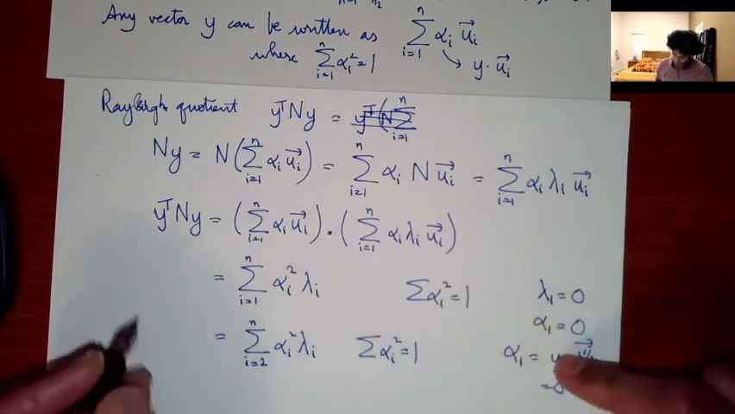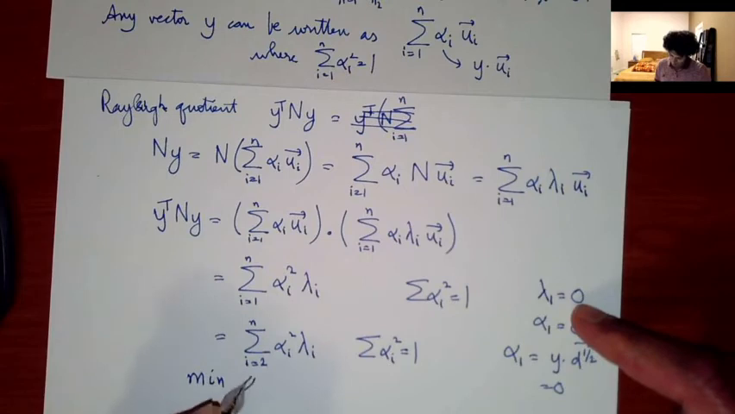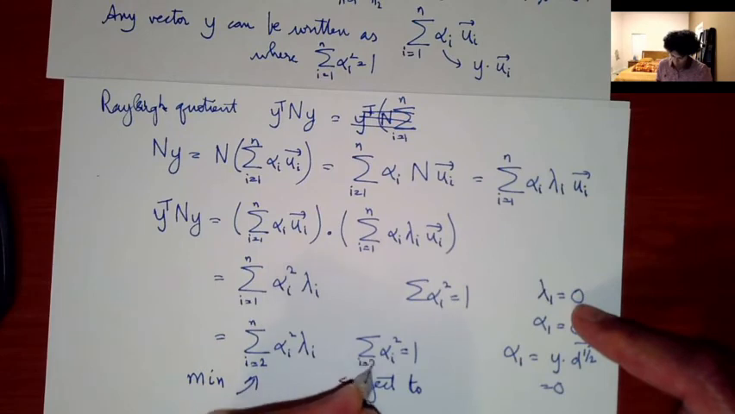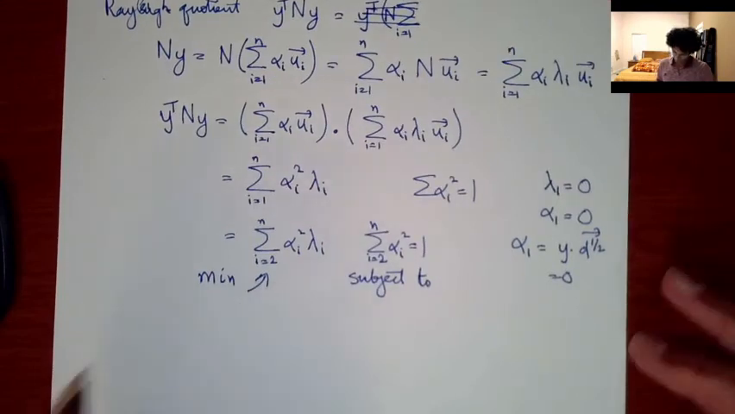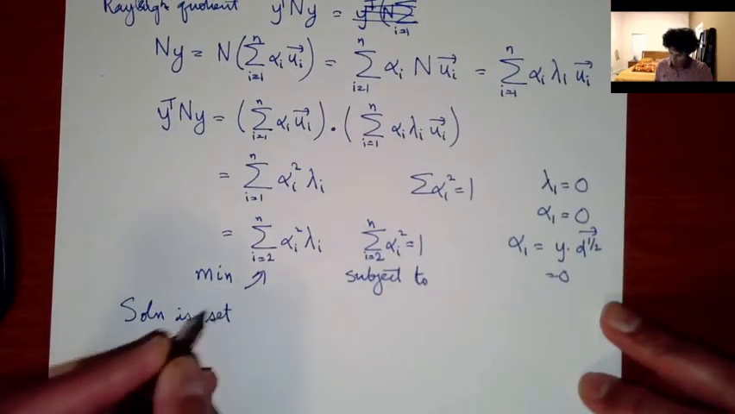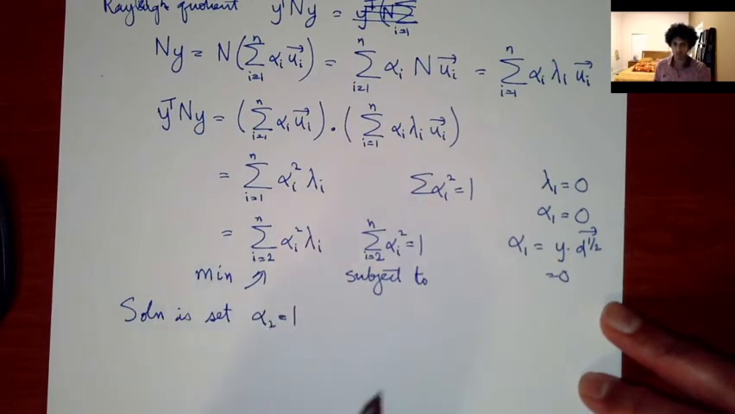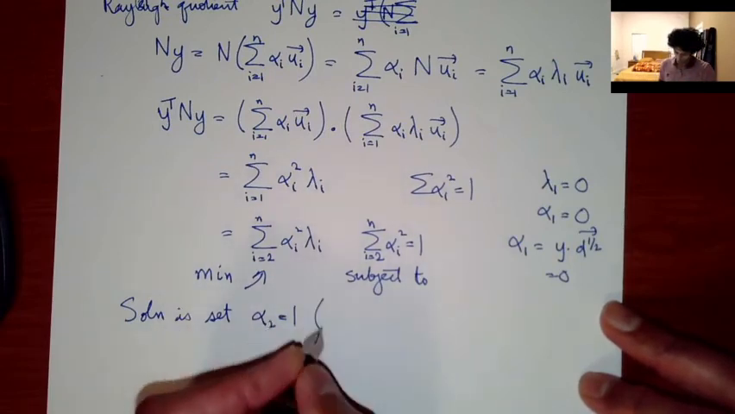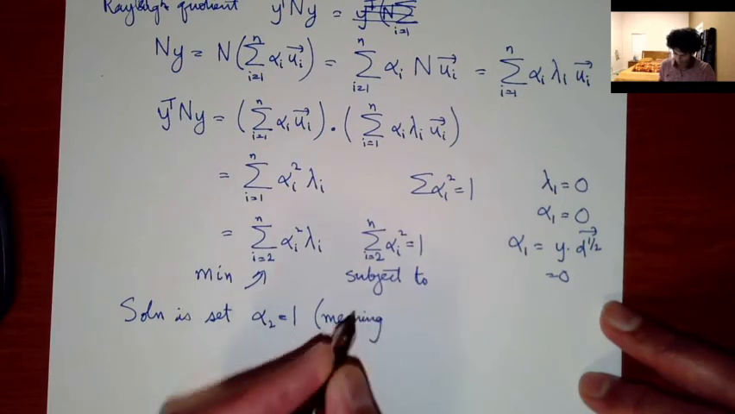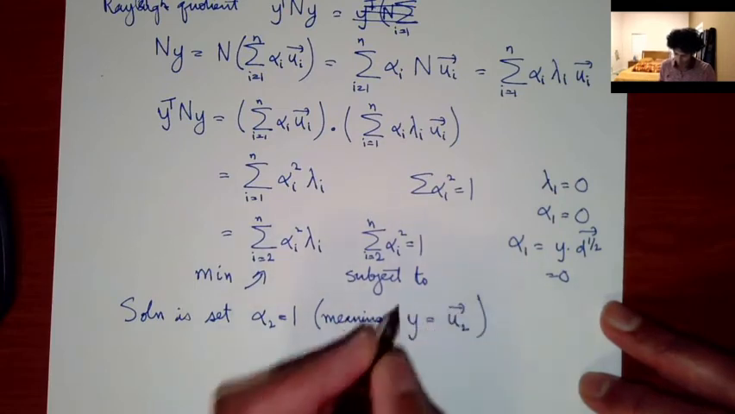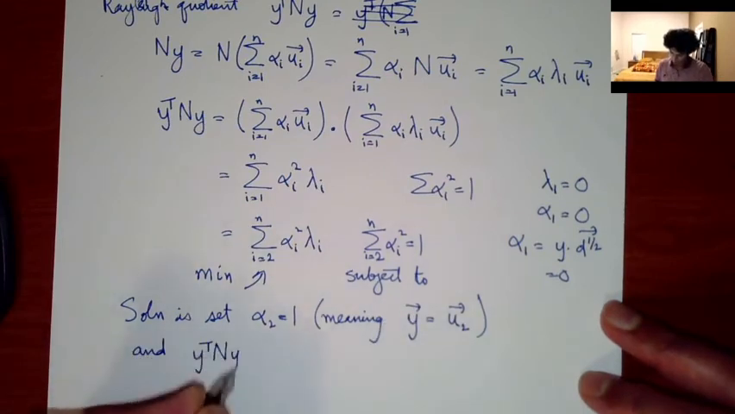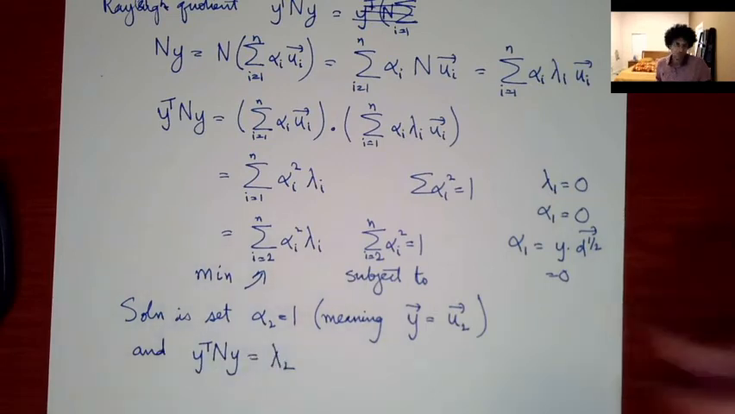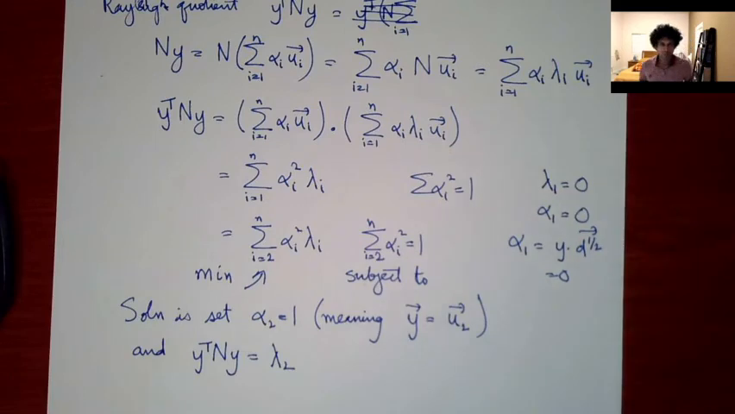So if you want to minimize this, subject to this, where I is going from 2 to n. This is precisely the program. The solution is quite easy. The solution is set alpha 2 equal to 1, meaning y will just be equal to u2. And y transpose ny is just going to be lambda 2. That's the solution based on this analysis, right?